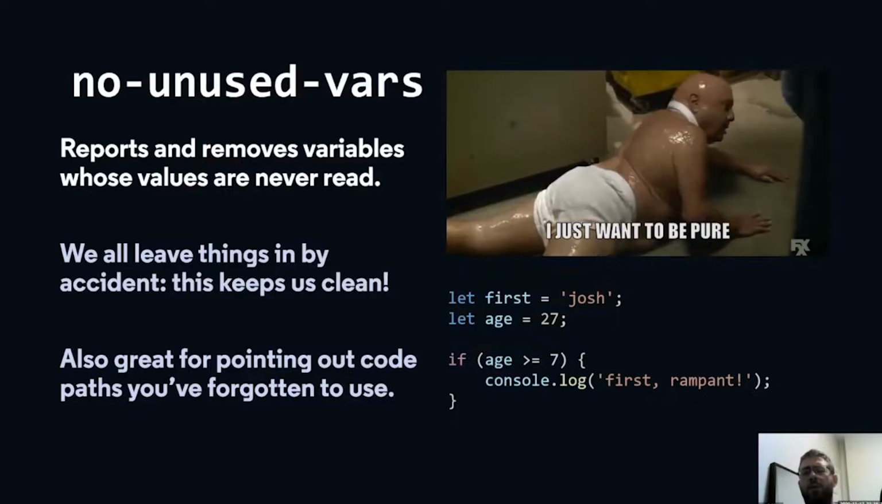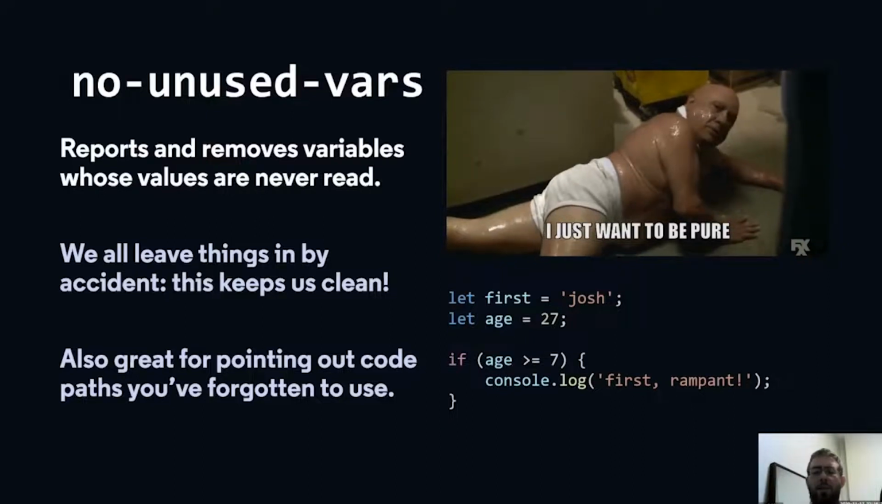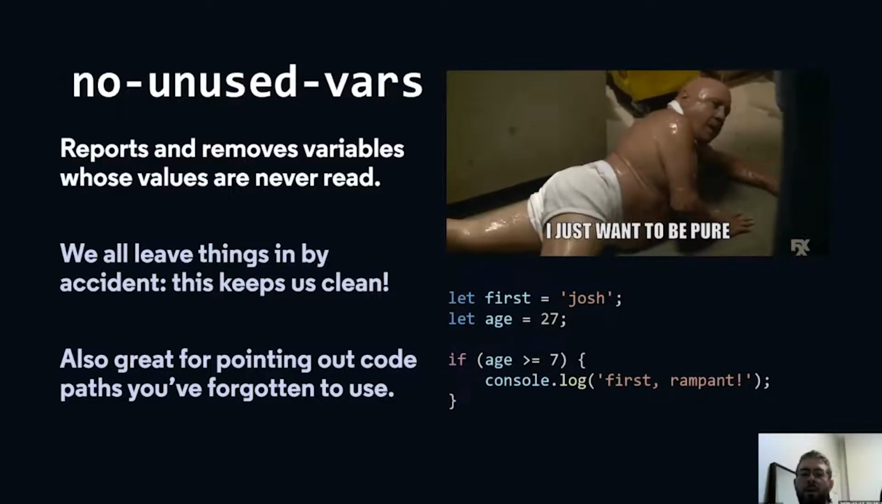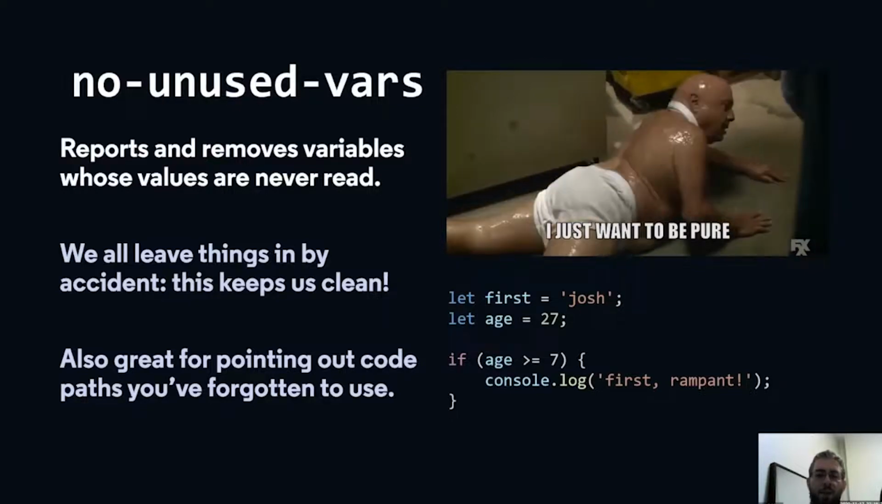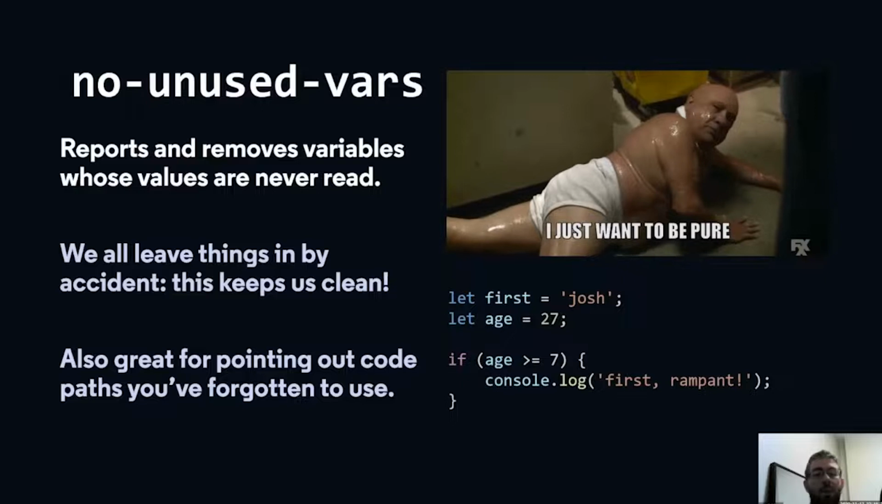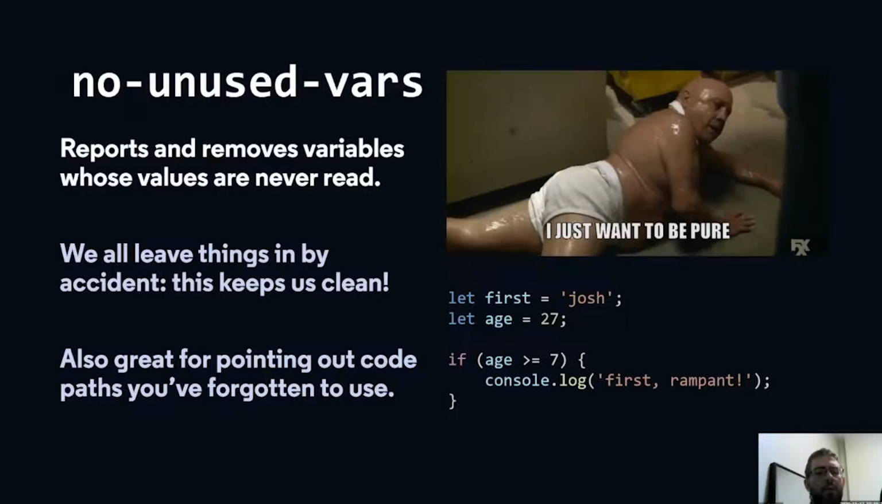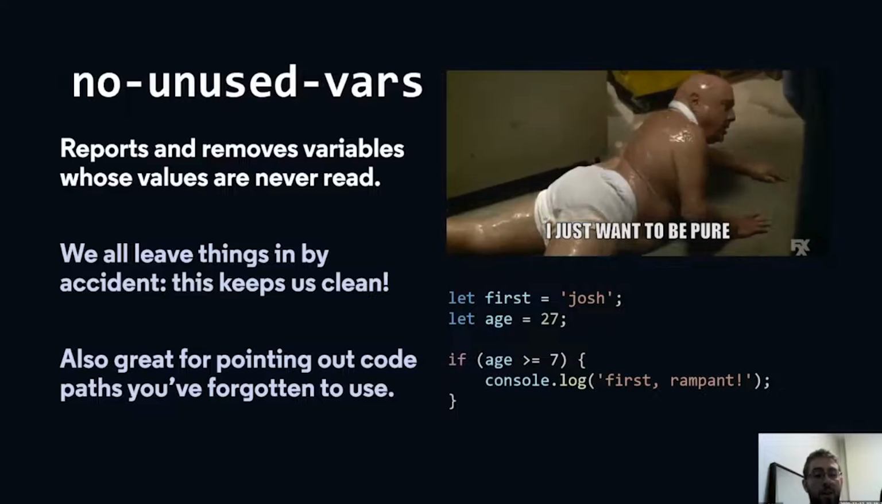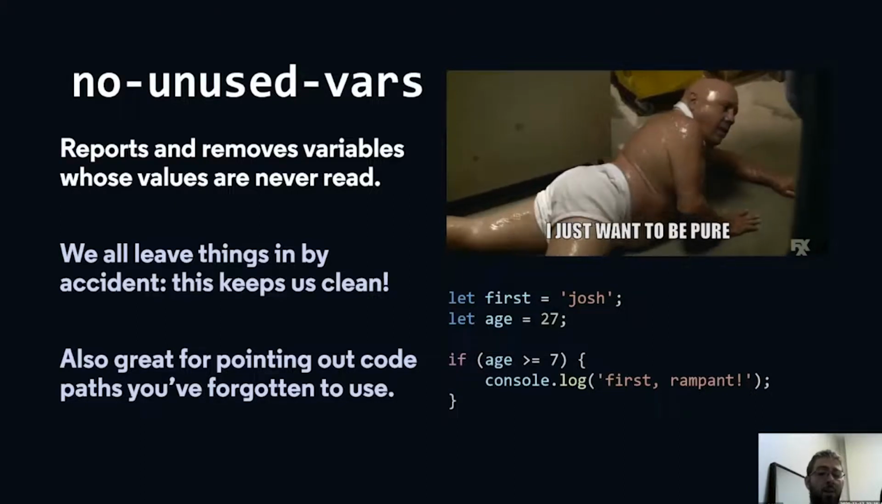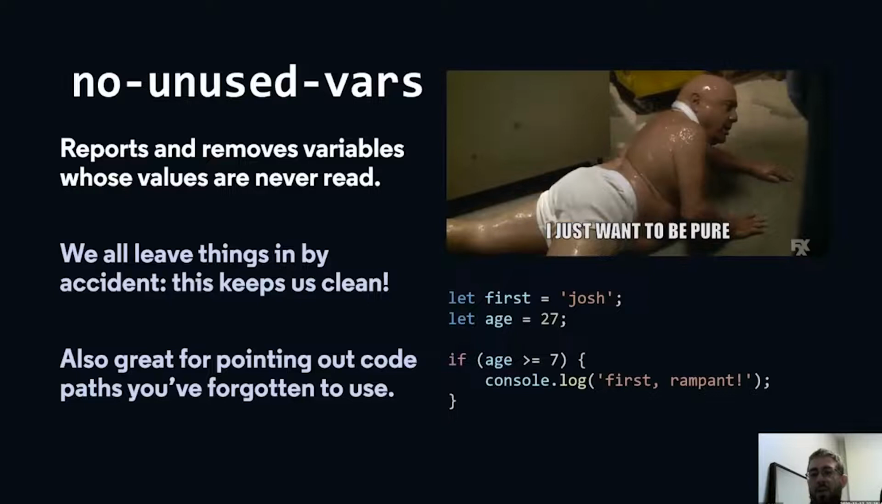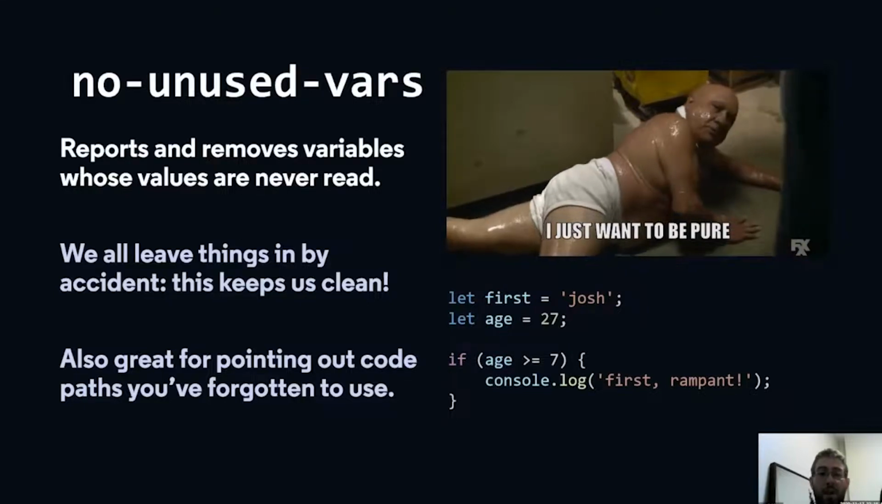It's also really useful in a few more sneaky ways. If you set up a variable and then don't use it, it might be because your code logic isn't doing the things you thought it should. That might be a sign of a bug itself. Looking at this example, let first equals Josh is a variable declaration that's unused, but it looks like in the console log, the developer probably meant to console log the first variable and then rampant. So this unused variable is a symptom of a bug in the code. It's not just some cruft that should be deleted. Bug.